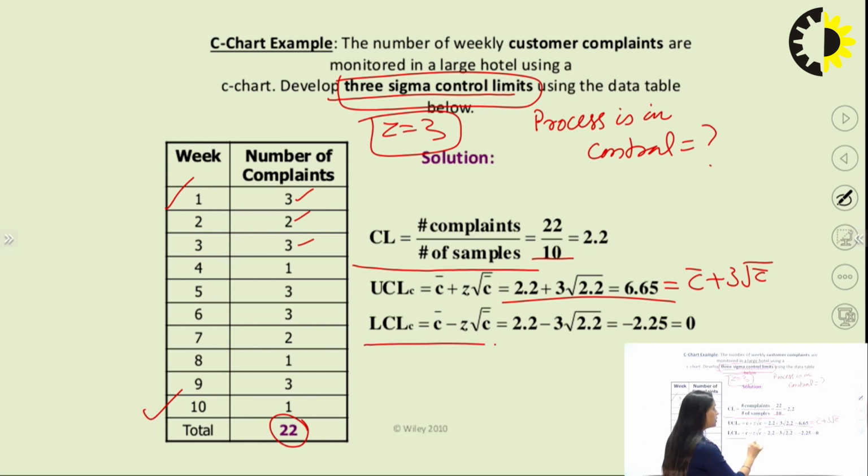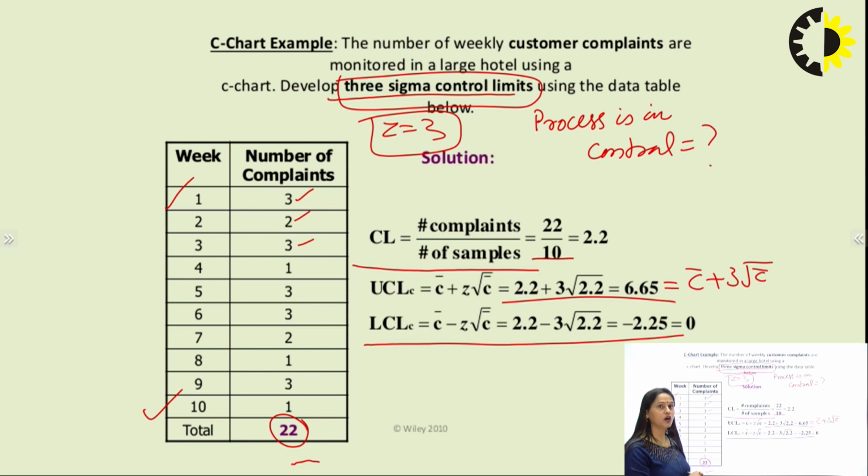And the lower control limit value will be minus 2.25, which is equal to 0. Why? Because we cannot take the lower control limit as negative. So we always take it as equal to 0. Now let us see how to draw its chart.